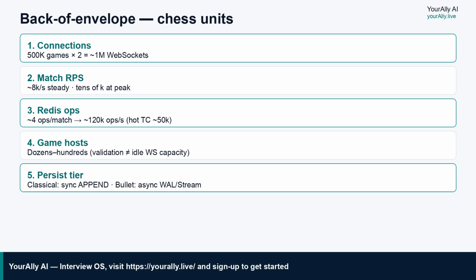Memory. A position is hundreds of bytes. RAM is cheap at 500K games. We still prefer in-memory ownership for latency, not because Redis could not hold the bytes.